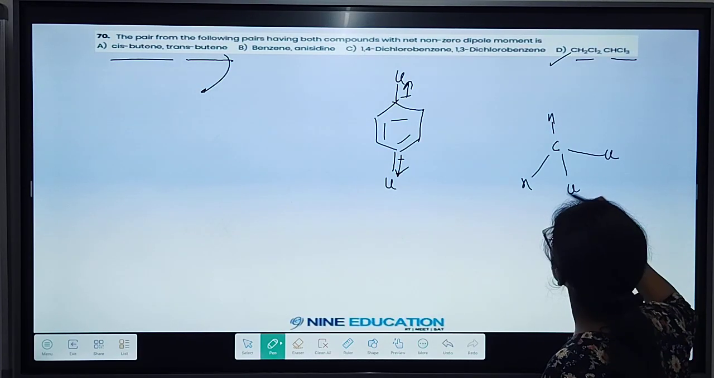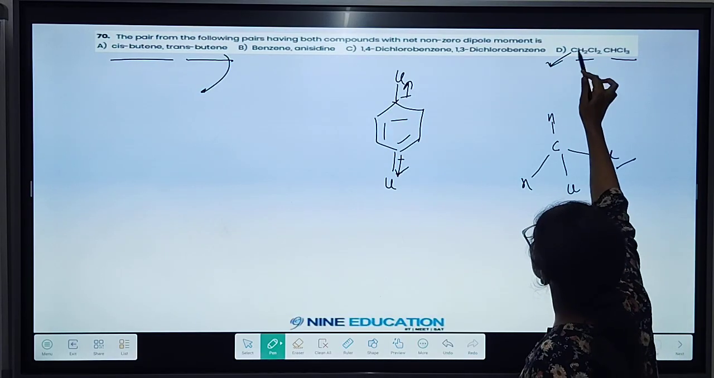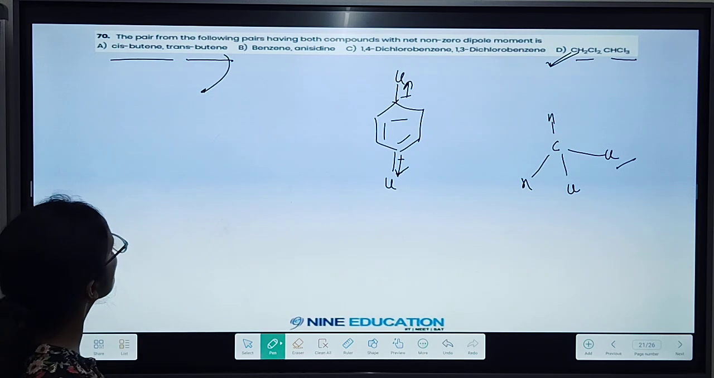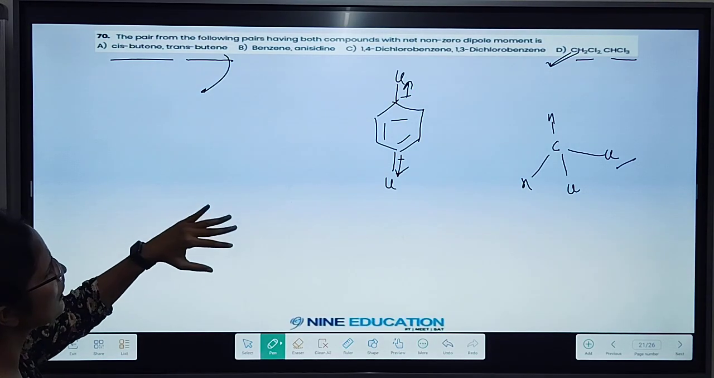So in this case you will not see cancellation, as well as in CHCl3. So both of them will have non-zero dipole moment. Now if you look at the options cis-butene and trans-butene, we already understand, right? Out of which trans-butene has zero dipole moment.